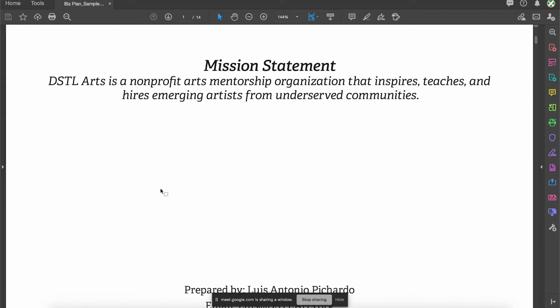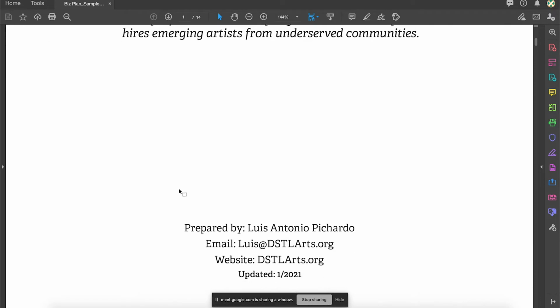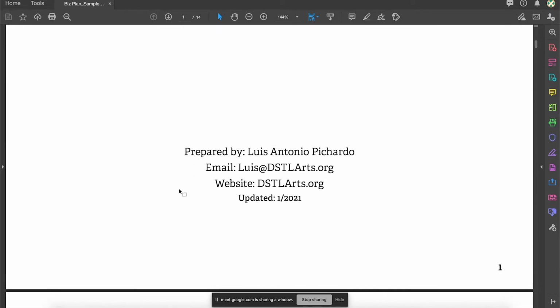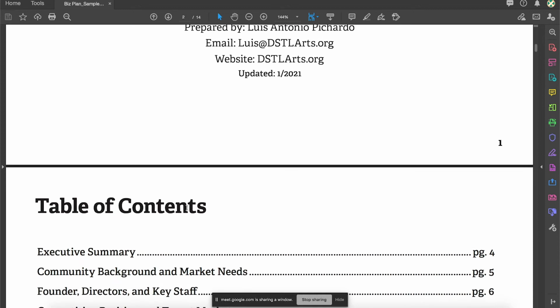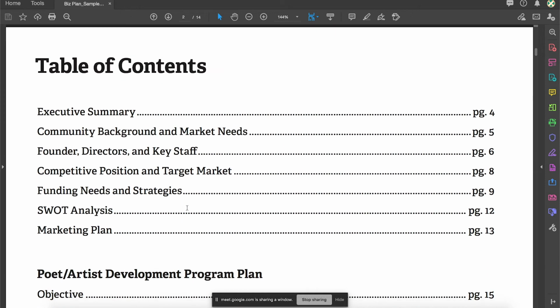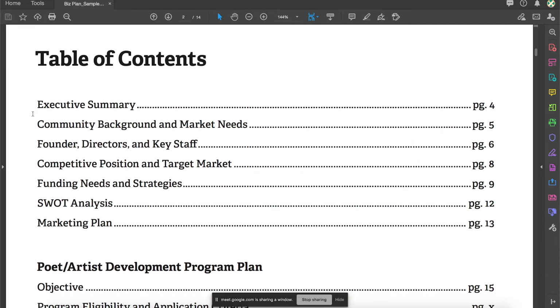That's something that would be used to motivate you guys to make sure that you're always working towards your mission as a nonprofit, as a business, etc. And then, of course, you'll want to, on the cover page, also include who it was prepared by and some basic contact information. Now, the table of contents is here for you as a quick reference, so that way you know what goes into a business plan.